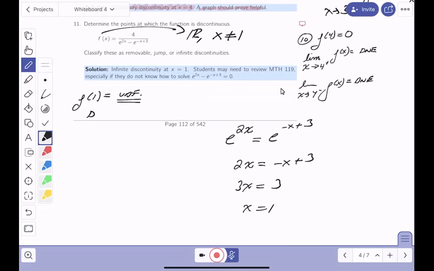And so I'll put this down for you. Limit as x approaches 1 from the right of f of x. I'm going to write the f of x down this time. It's 4 e to the 2x minus e to the minus x plus 3. And granted, I know this is difficult. We're trying to encourage you to think.